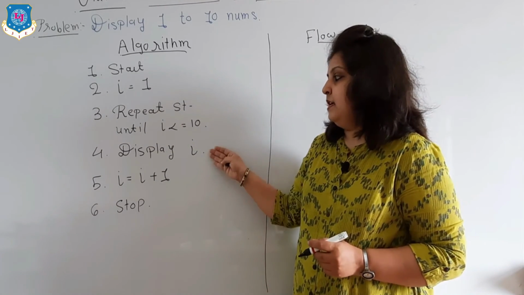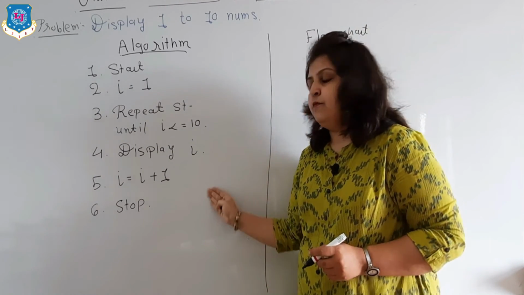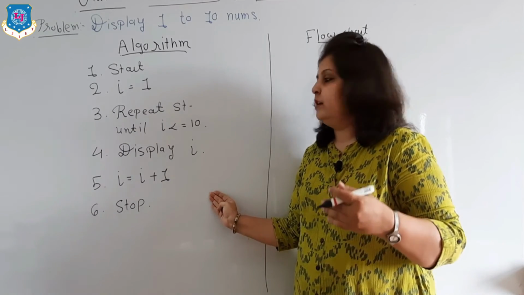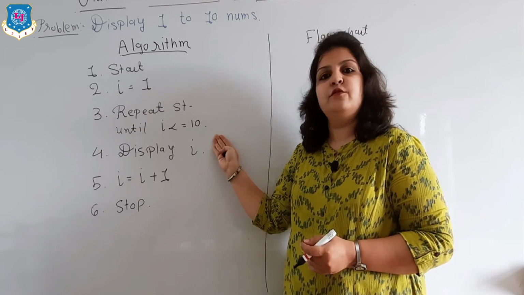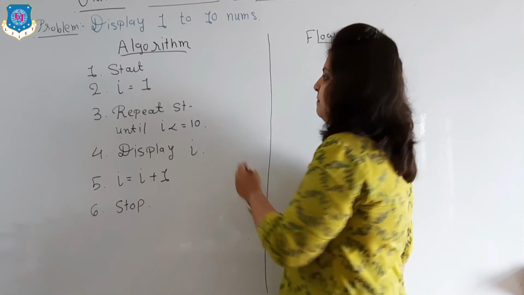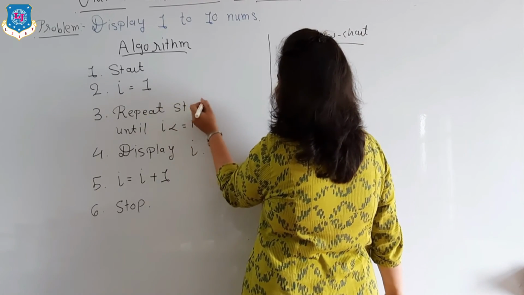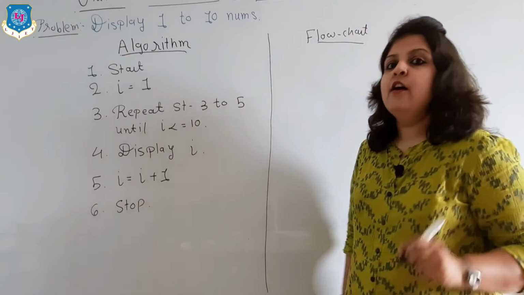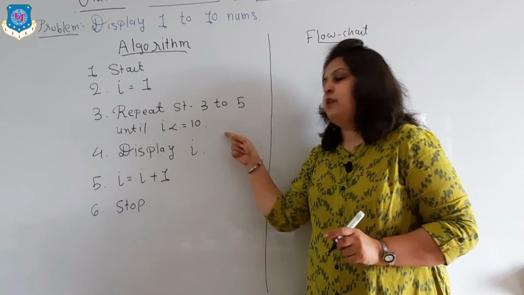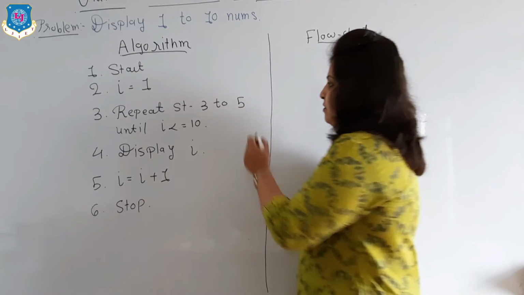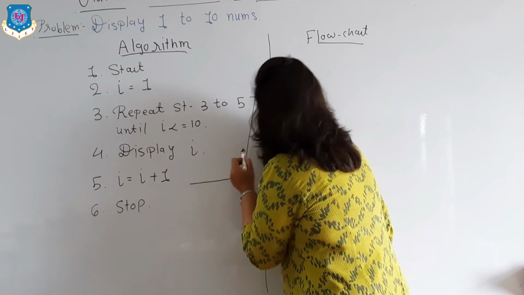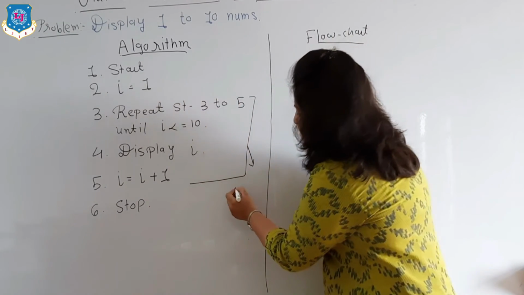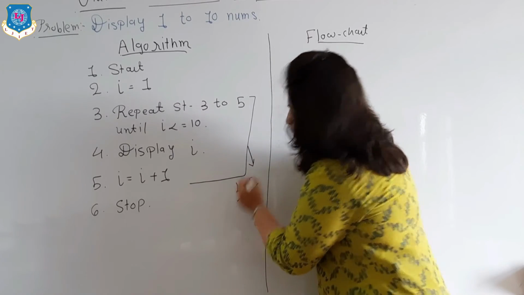Now you can see that statements number 3 to 5 we have to repeat until I less or equal to 10. So here we can simply write: repeat statement number 3 to 5 until I less or equal to 10. So this is called a repetition problem, or we can say a loop.